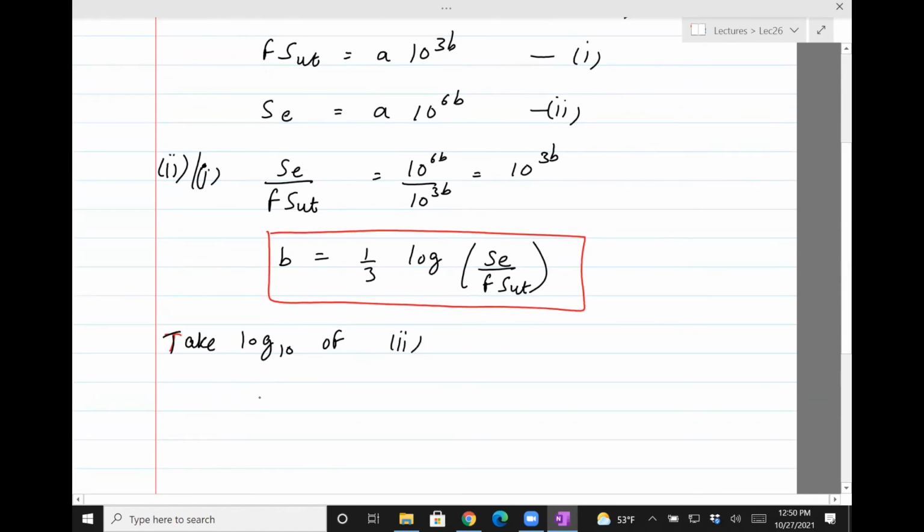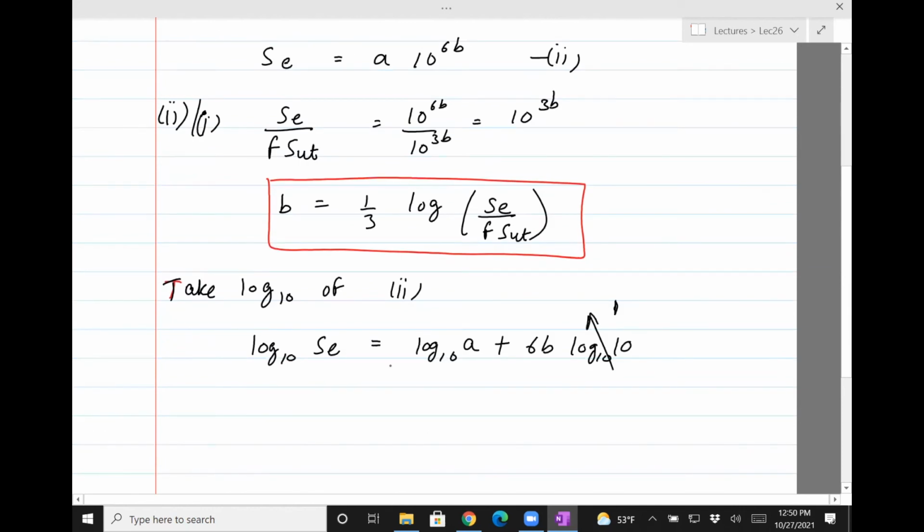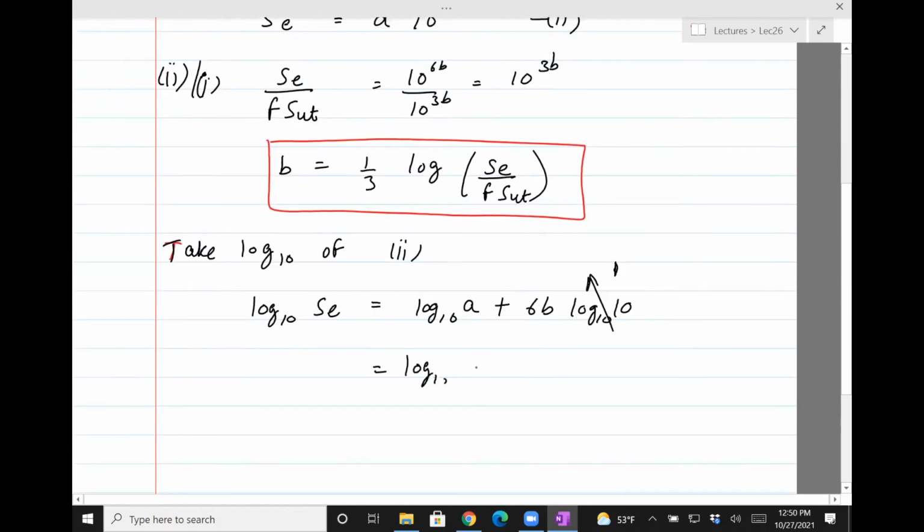So log of 2. So we have log 10 of S_E base 10 equals now log 10 a plus 6b log 10 of 10. So log 10 to the base 10 is going to be 1. That's the rule for logarithms. And now I can sub in the value for b, right? 6b. We can sub in the value for b. It comes out to be 2 log c.